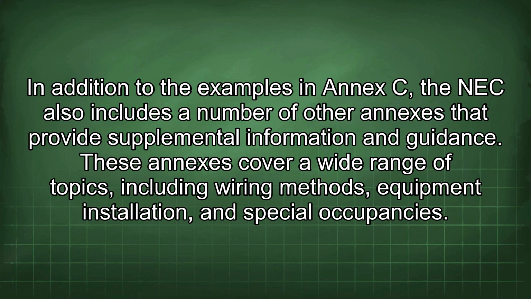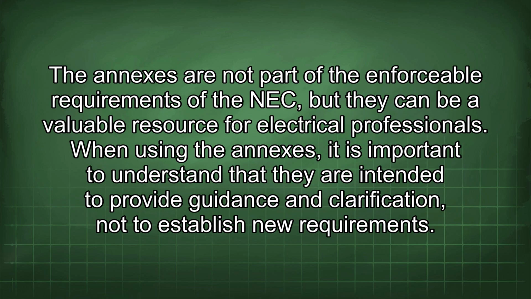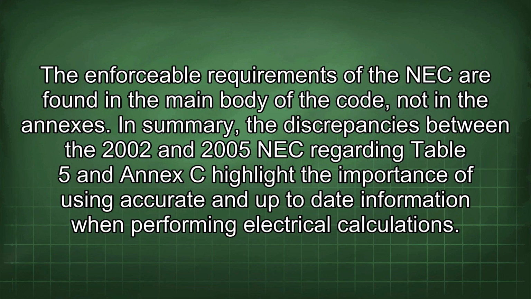In addition to the examples in Annex C, the NEC also includes a number of other annexes that provide supplemental information and guidance. These annexes cover a wide range of topics, including wiring methods, equipment installation, and special occupancies. The annexes are not part of the enforceable requirements of the NEC, but they can be a valuable resource for electrical professionals. When using the annexes, it is important to understand that they are intended to provide guidance and clarification, not to establish new requirements. The enforceable requirements of the NEC are found in the main body of the code, not in the annexes.